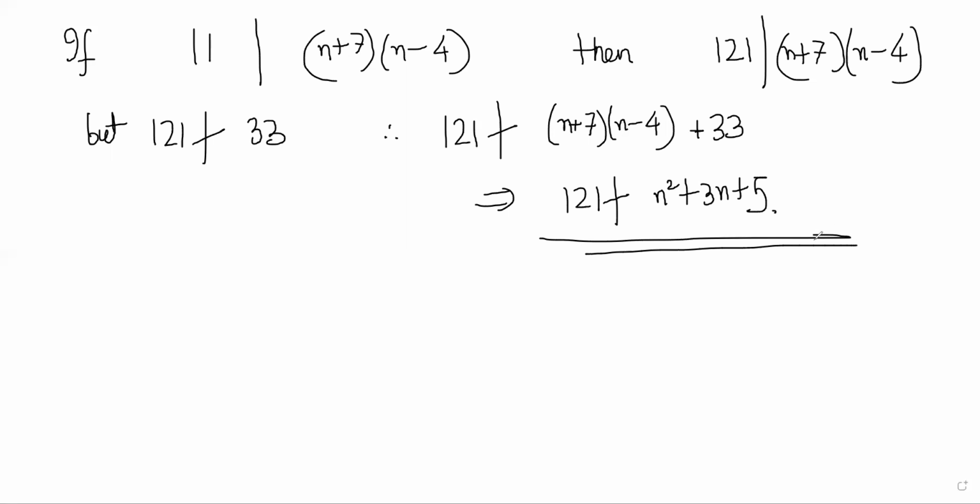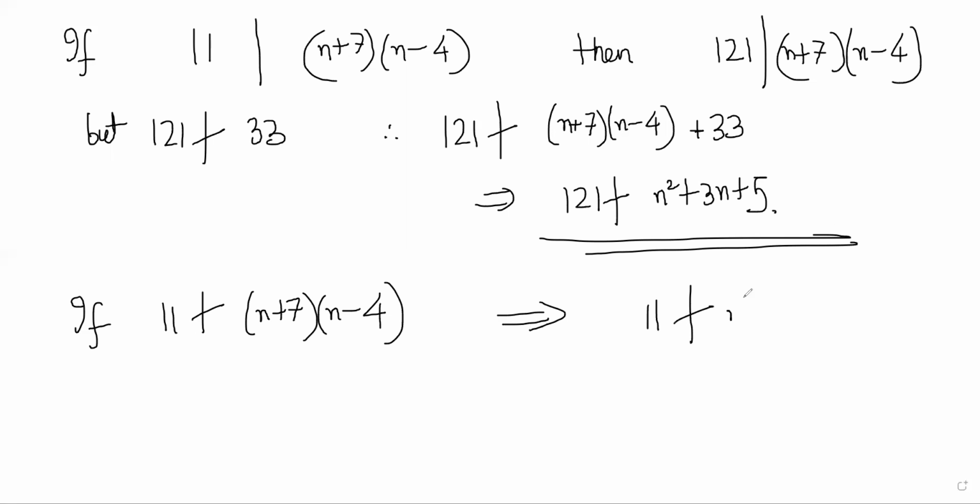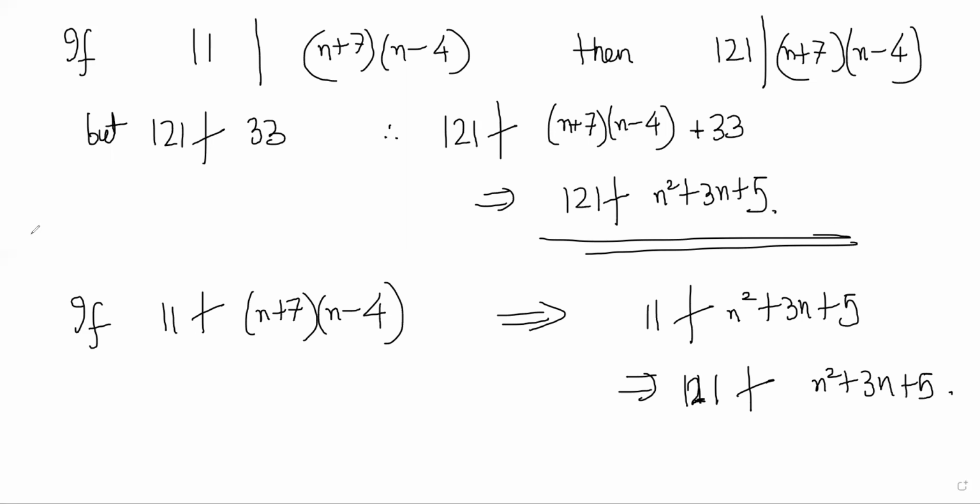So we have proved this in this case, and we already proved earlier that if 11 does not divide this, then obviously 11 cannot divide n square plus 3n plus 5. And that means that 121 cannot divide n square plus 3n plus 5. So in both the cases, what we are getting is 121 can never divide n square plus 3n plus 5, right? So this is how you prove this.